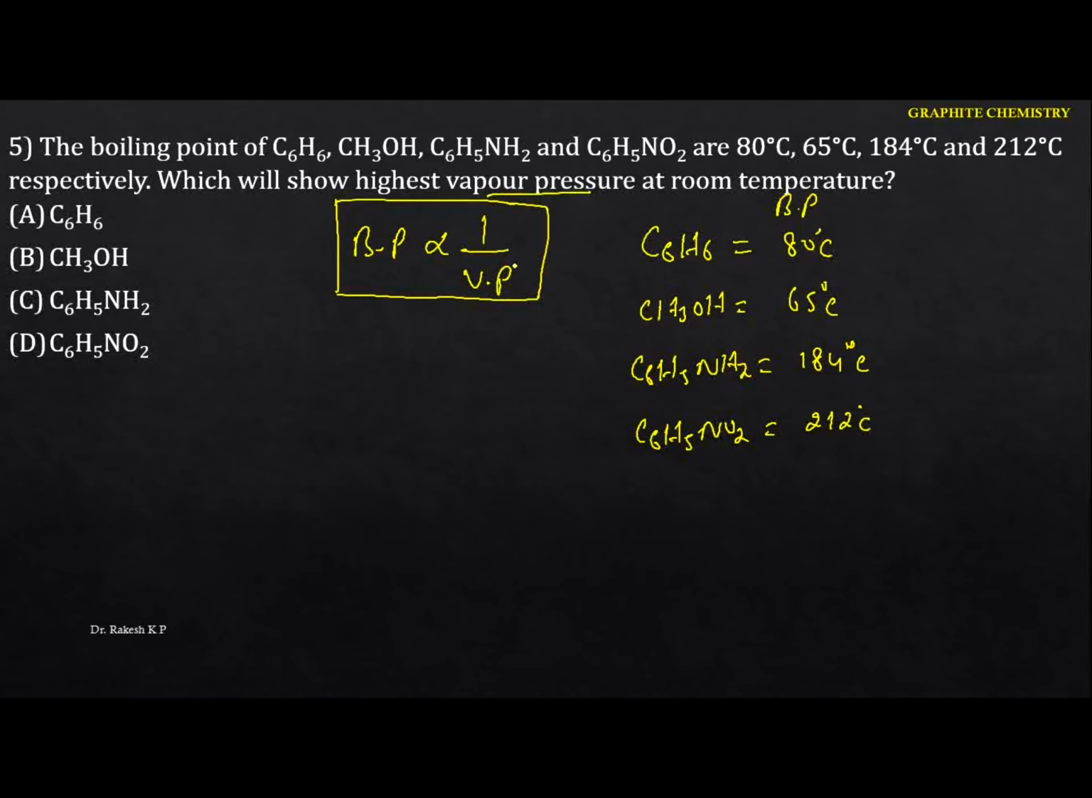That means if you want to identify the highest vapor pressure, the boiling point will be the lowest. Among the given compounds, the boiling point is lowest in methyl alcohol. Hence the vapor pressure is the maximum. Hence the option is B. Okay, so next one.